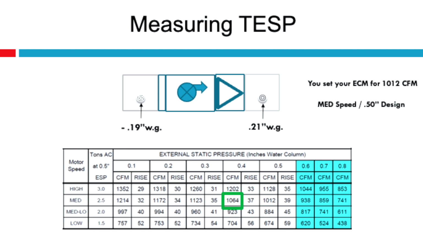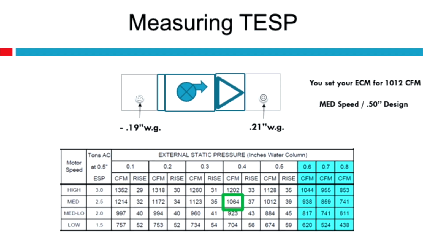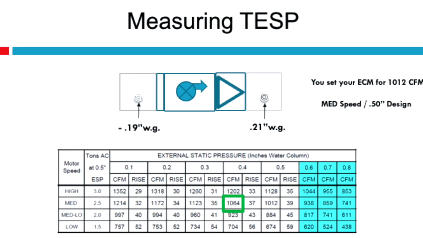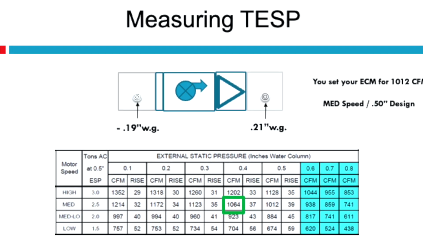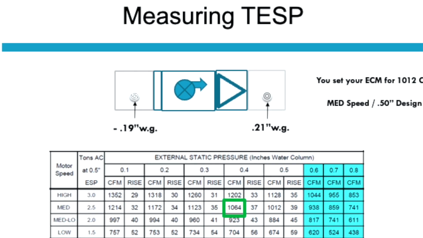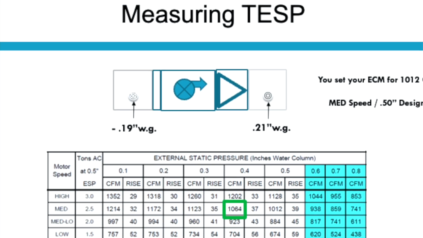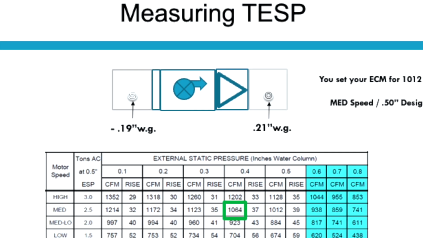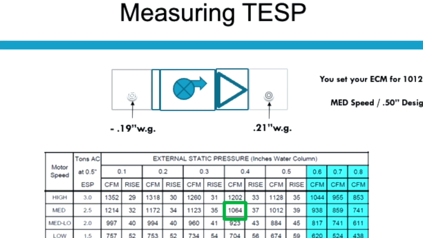I need to measure and make sure I'm within 15% plus or minus from what my design was. So my design was at 0.5 medium speed, which is 1012 CFM. But when I measured total external static pressure, it measured medium speed 0.4, which is actually 1064 CFM. Fortunately for me, I know that's within 5% of my airflow. So this is going to pass quality installation and setup for, let's say, Energy Star homes. And I know on my end, the system is set up the way it was designed.